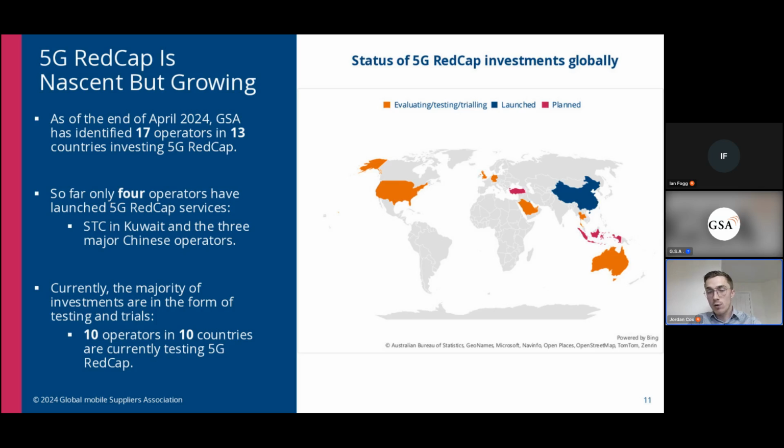In at least the medium to long term, the GSA expects to see increased investment and launches of 5G RedCap networks, with some launches potentially taking place during the course of 2024.